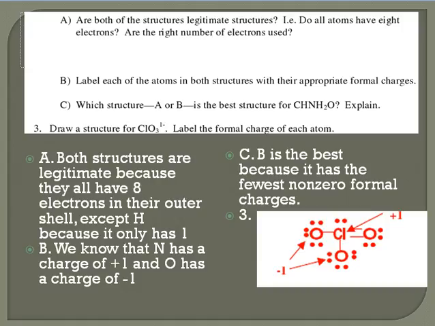We're then asked to label the formal charges of each atom. We find chlorine to be a +1 charge and oxygen to be -1. And that is Skills Practice 25.